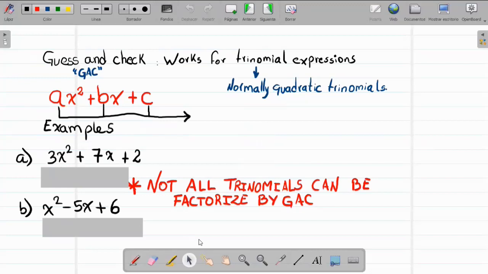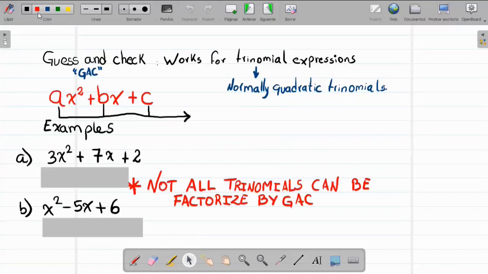As you can see here, I have a little analysis about how this method works and when it is useful. When we talk about the guess and check method, I will call it GAC. You can call it like this too. Normally, I like to use a variation for this polynomials factorization. It works for trinomial expressions. Weird trinomials sometimes, but normally it works for quadratic trinomials.